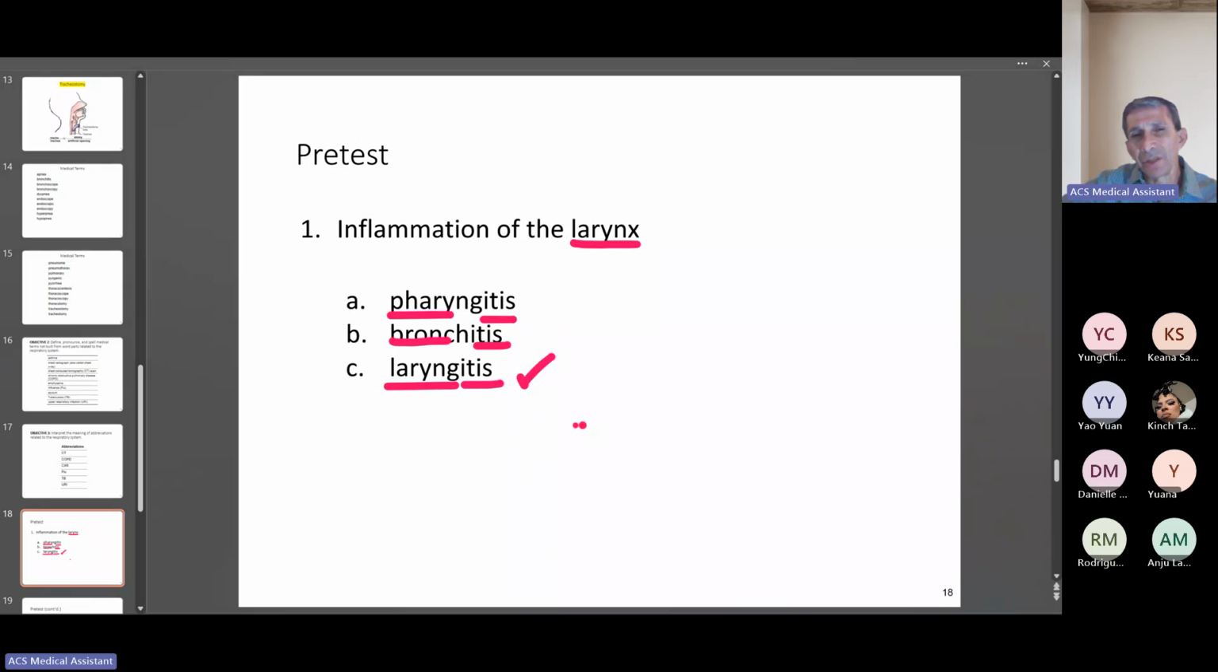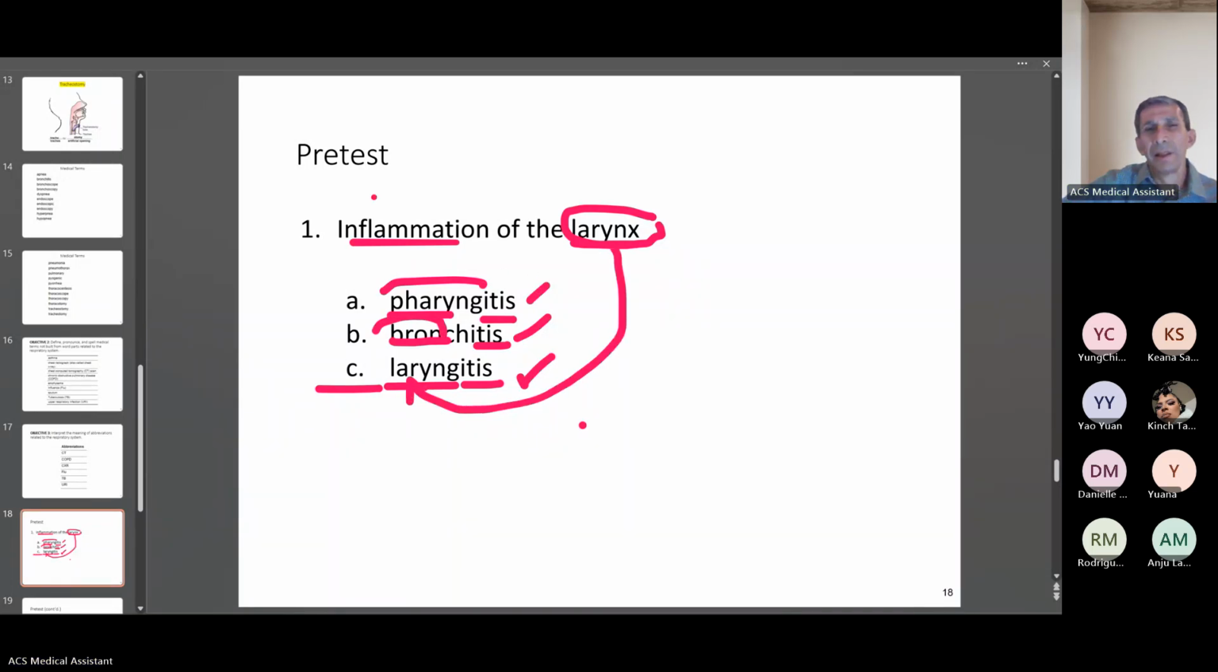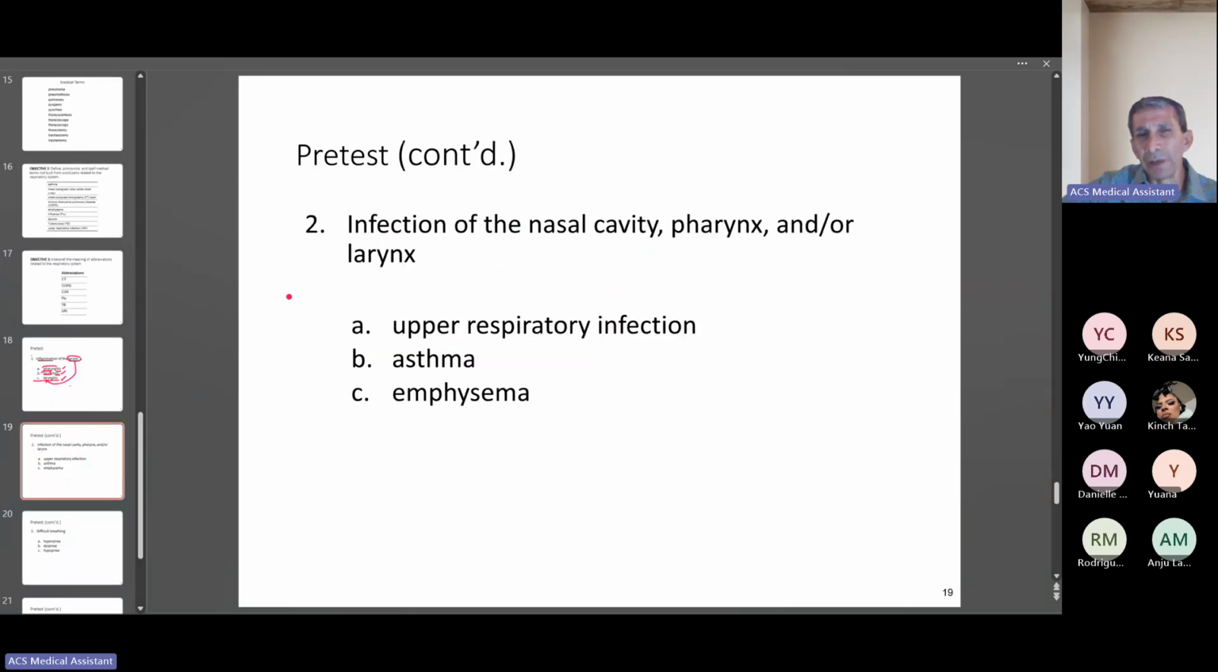Good. So the correct answer is letter C, remember, because this is given right here, larynx. Inflammation, iris, these have iris, these have iris, but this one says inflammation of the pharynx. They're not asking me the pharynx. They're not asking me the bronchi. They're asking me the larynx. Good. Let's move to the next one.